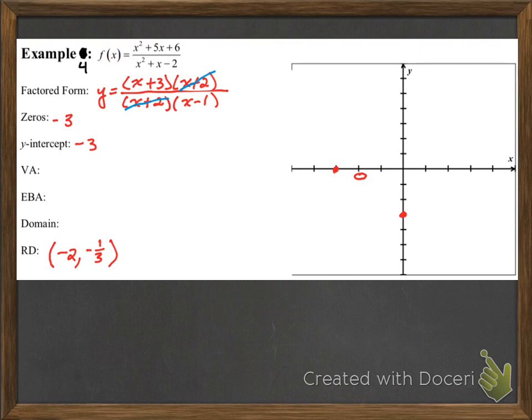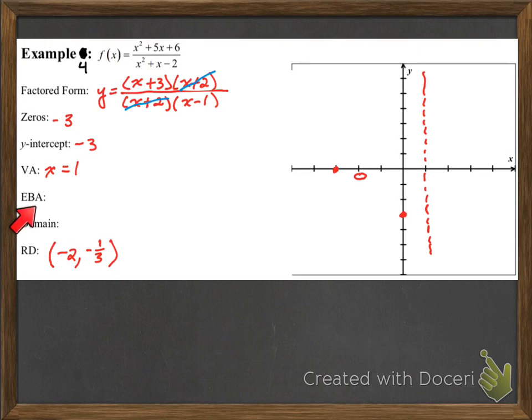The vertical asymptote, well, we get that from our denominator. Now, -2 is not a vertical asymptote because that was part of the removable discontinuity. The vertical asymptote is only at x equals 1. So we will put our dotted line at x equals 1.